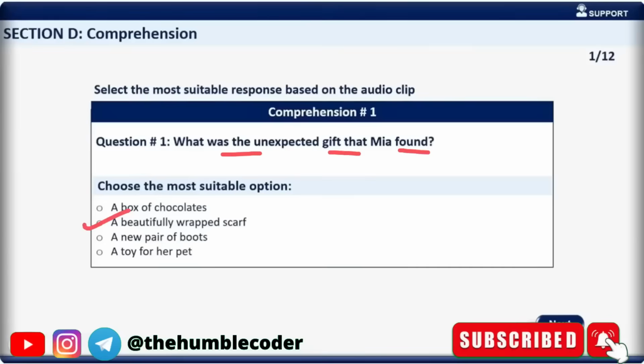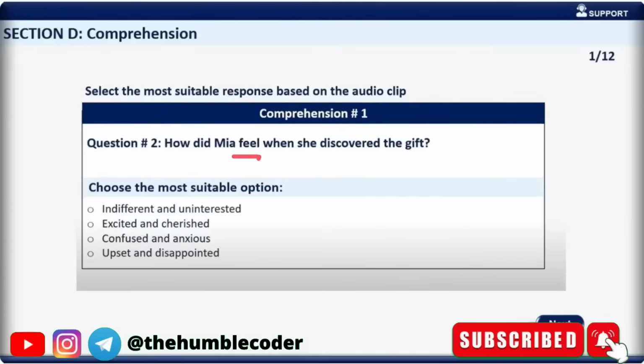Let's move on to the next question. How did Mia feel when she discovered the gift? The options are indifferent and uninterested, excited and cherished, confused and anxious, and upset and disappointed. So the correct answer is Mia was excited and cherished when she discovered the gift.